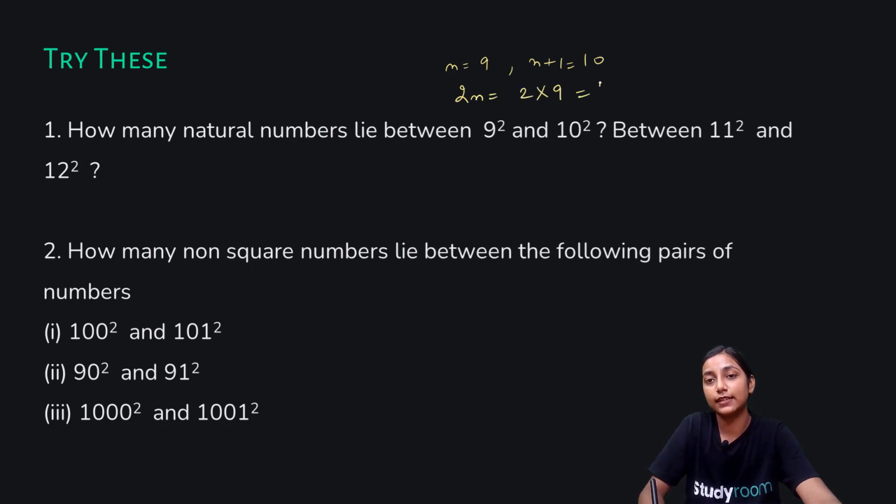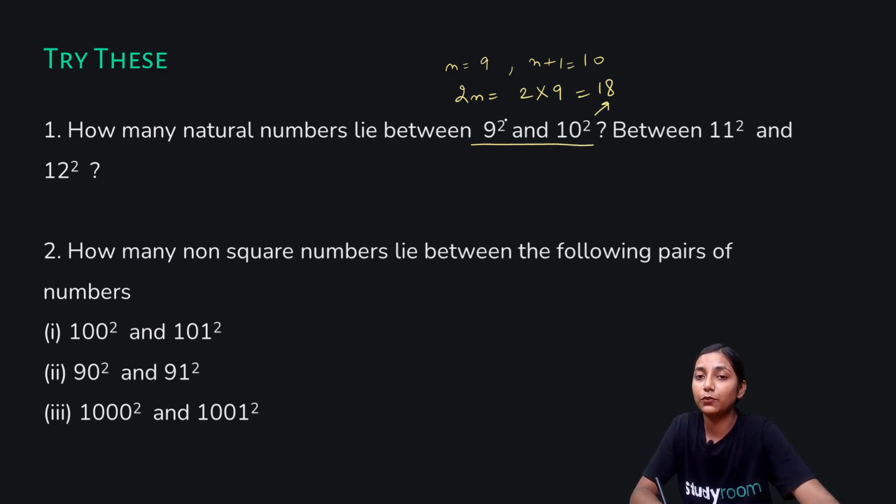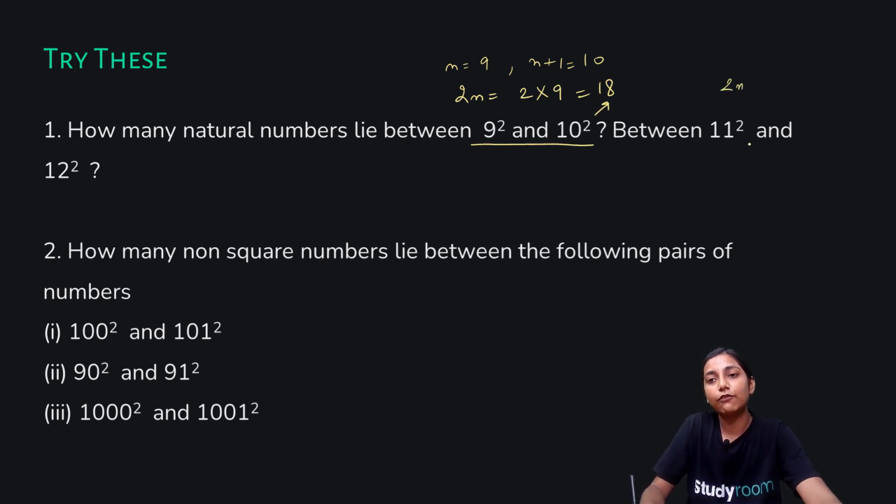So 2 into 9, that is 18. So there will be a total of 18 natural numbers that lie between the squares of these 9 and 10. Similarly, you will have to do 2n for this case, where n will be 11 this time. What do we have next?